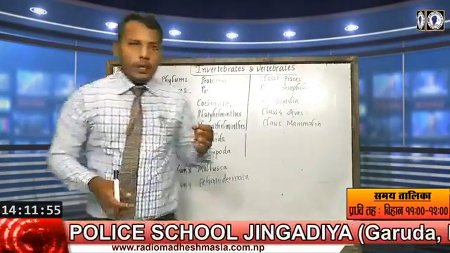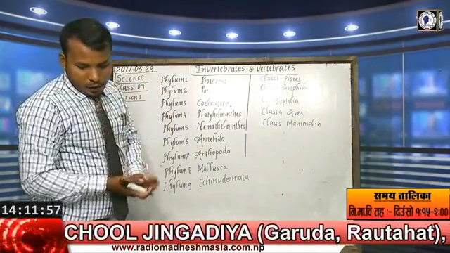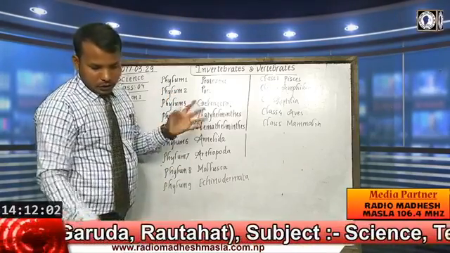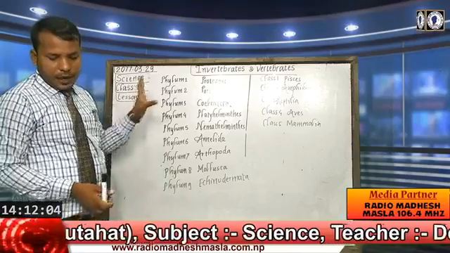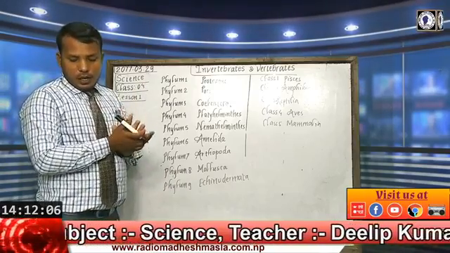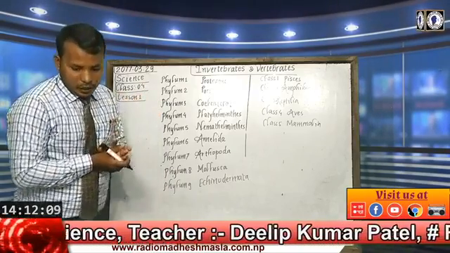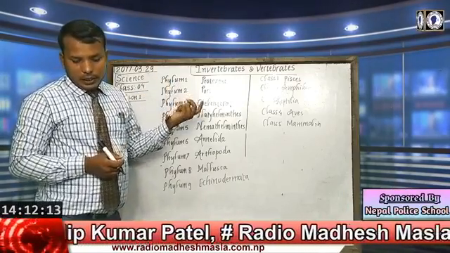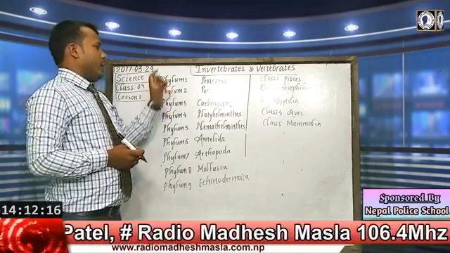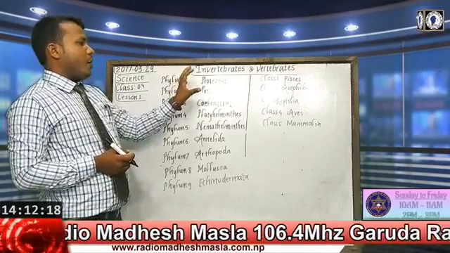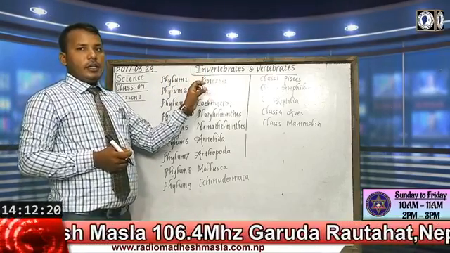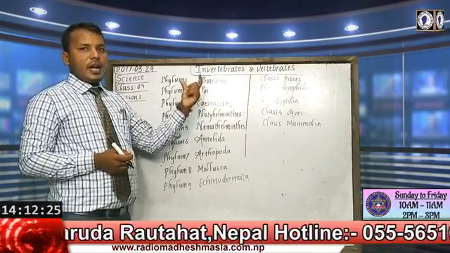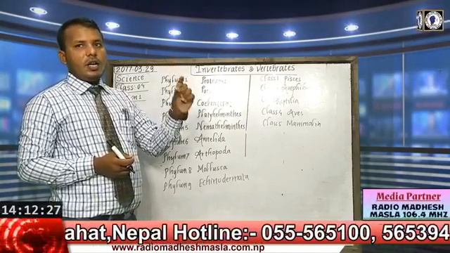Now we are going to study Protozoa. Protozoa are the simplest types of animals. This phylum includes the simplest animals like Amoeba, Paramecium, Euglena, and they are made of a single cell. Protozoa are made of a single cell, so they are called unicellular. Organisms that are made of a single cell are called unicellular.